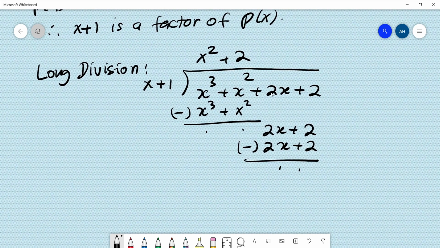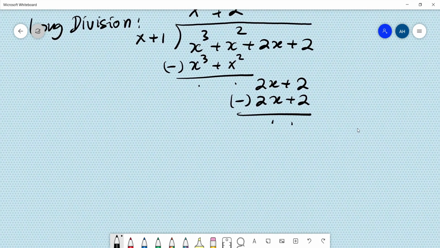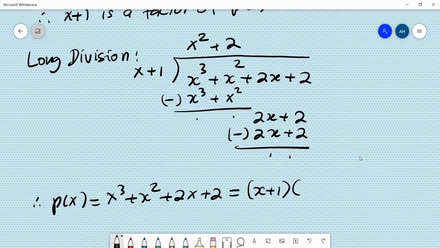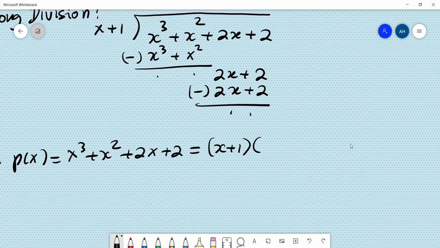Therefore, the process of long division is already complete. And x squared plus 2 is another factor. Therefore, our P(x), that is x cubed plus x squared plus 2x plus 2, is equal to x plus 1 multiplied by this quotient here, x squared plus 2.